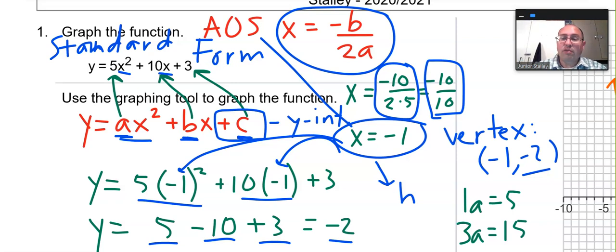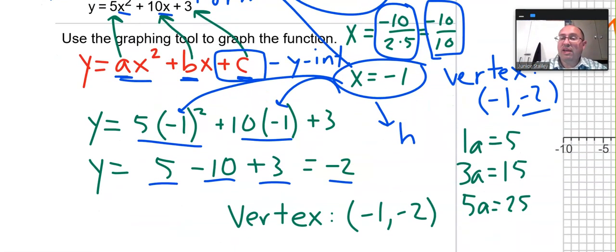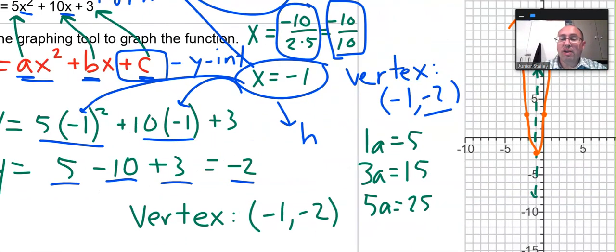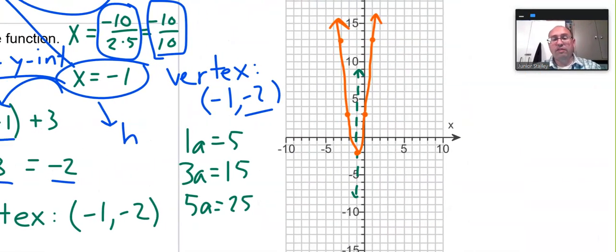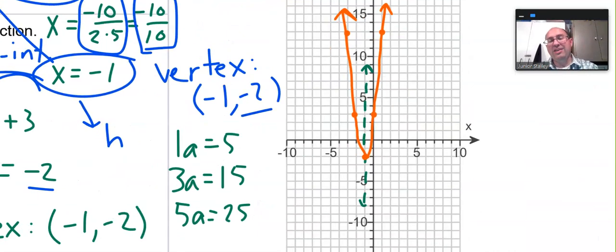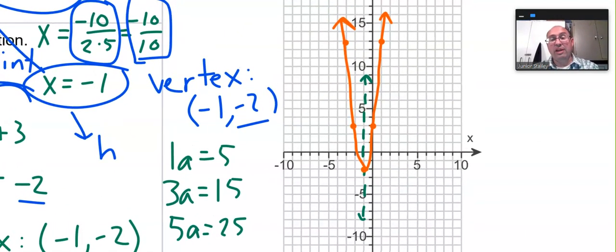We know the a value, right? That's 5. And so since the a value is 5, I know that 1a, 3a, 5a, right? And we can graph this. Hey, I did a good job going through the y-intercept of 3. Yes! Now, you know, it looks a little bit sketchy. I mean, yes, pun intended, folks. It does look sketchy. And it's not my greatest work.